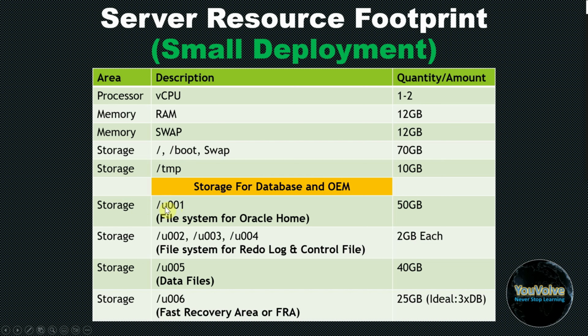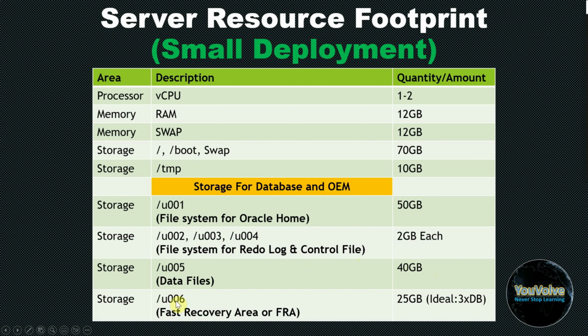Now, the file system named U001 is created with a size of 50 gigs for the Oracle RDBMS and the OEM or OMS binaries, logs, trace, and dump files. Without the OMS installation in this server, you can have it with a size of around 15 gigs. The file systems named U002, U003, and U004 are created with a size of 2 gigs each, and they will be hosting the 3 groups of redo logs and the multiplexed control files. The file system named U005 is created with a size of 40 gigs, which will host the data files.